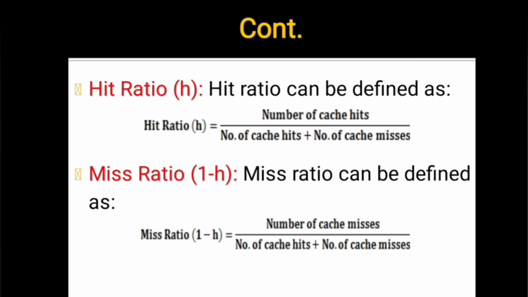Similarly, the miss ratio can be given by 1 minus h, that is 1 minus hit ratio, and it is given as the number of cache misses divided by the number of cache hits plus the number of cache misses, that is the total number of memory references.